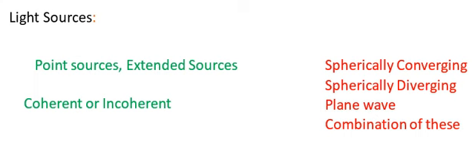The profile of these waves could be spherically converging, spherically diverging, plane waves, or a combination of these waves. Mainly we shall be concerned in our Fourier optics course with two types of sources, that is the spherically converging sources and the plane waves. These two sources will be very important for us in order to analyze our optical system. Mainly the most important will be the plane wave, the plane wave normally incident on an optical system.